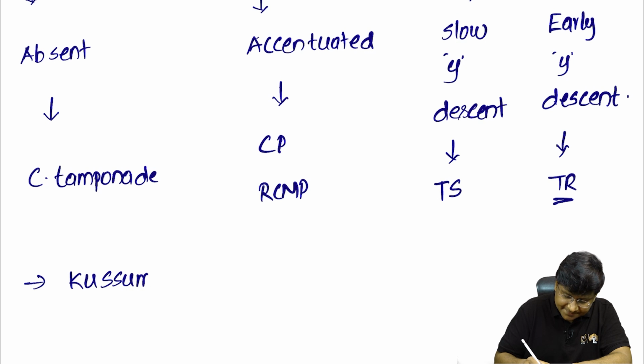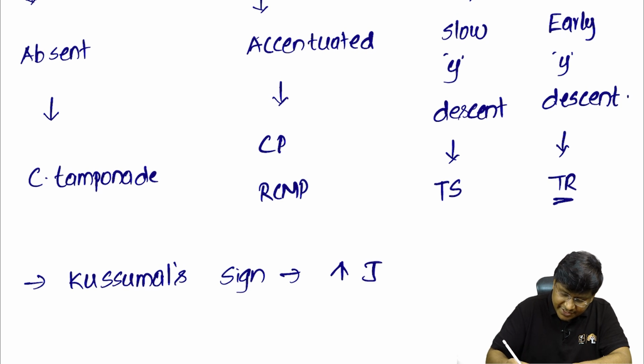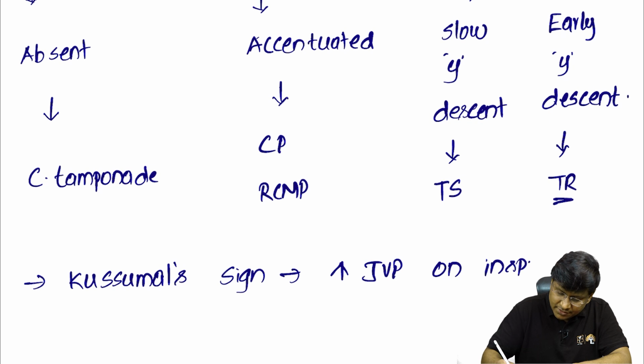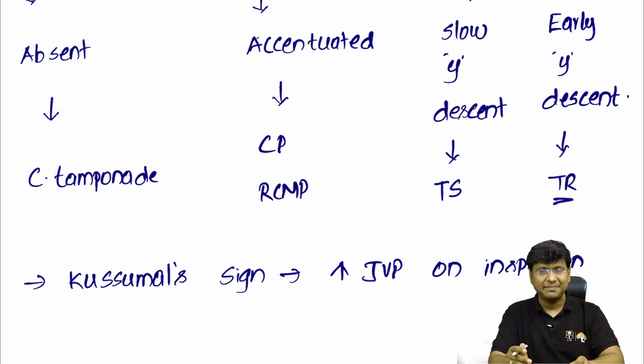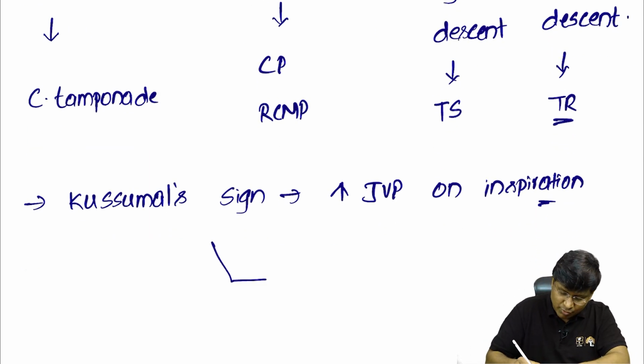And lastly, in the JVP, you need to be aware of one important sign called the Kussmaul sign. What is Kussmaul sign? The Kussmaul sign is that where there is increase in JVP upon inspiration. Normally upon inspiration, the JVP should fall down. But upon inspiration, if the JVP increases, that is what is called the Kussmaul sign. And you get this Kussmaul sign in patients with right heart failure.